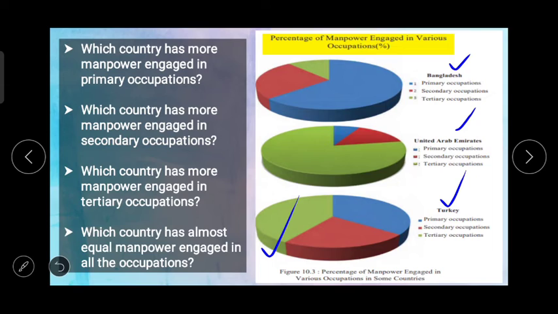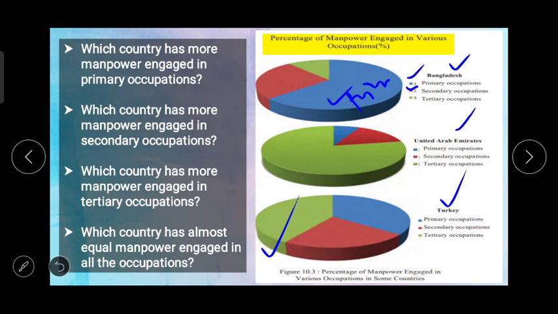Which country has more manpower engaged in primary occupations? Now for primary occupations we have this bluish color. So if we go for the answer, which country has more manpower engaged in primary occupations, the picture is very clear. Bangladesh, more manpower engaged in primary occupations. Then second one, which country has more manpower engaged in secondary occupations? For secondary we have this color which is kind of red or brown.